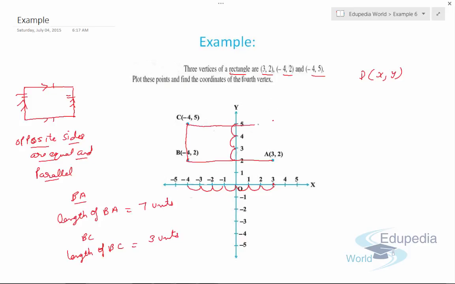When we join this like this, now suppose if this is the D part, we need to find the D part. So the X part will be 3 and Y will be 5, which completes the rectangle. So this is how we can find the vertices of any figure which we are given.